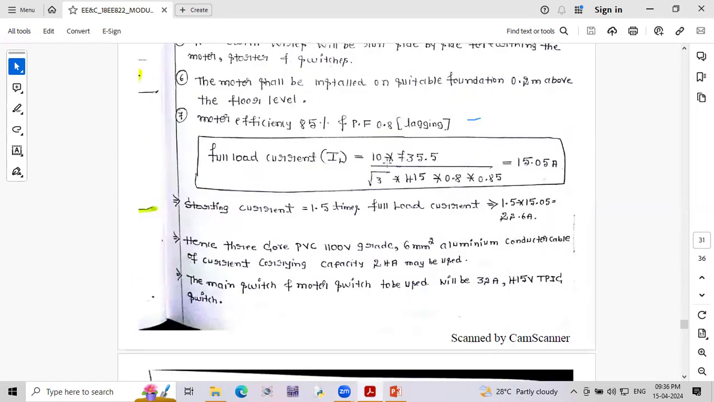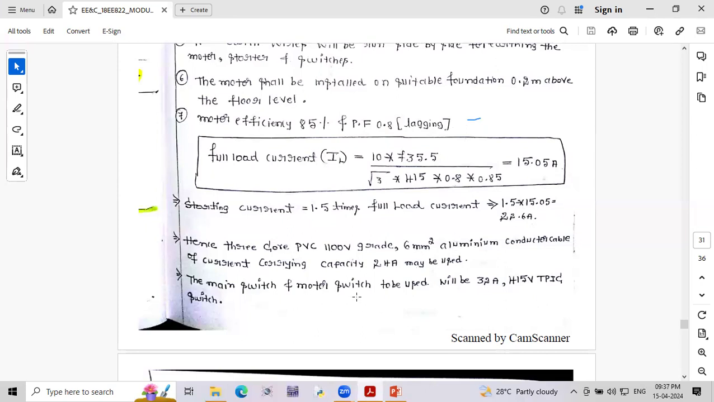So we need to calculate the direct current. I is equal to 10 into 735.5 divided by root 3 into 415 into 0.8 into 0.85, which is equal to 15 ampere. 1.5 times the starting current we need to multiply for this value, 1.5 multiplied by 15. For this value we need to select the conductor, that is 6 mm square aluminum conductor they are going to choose.